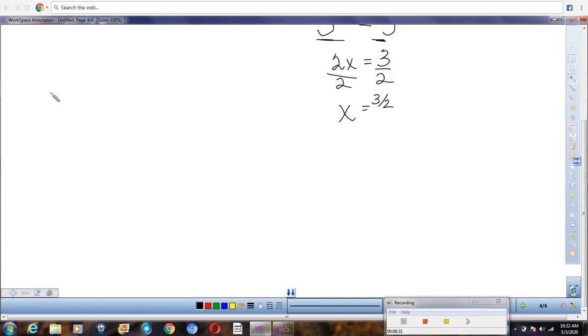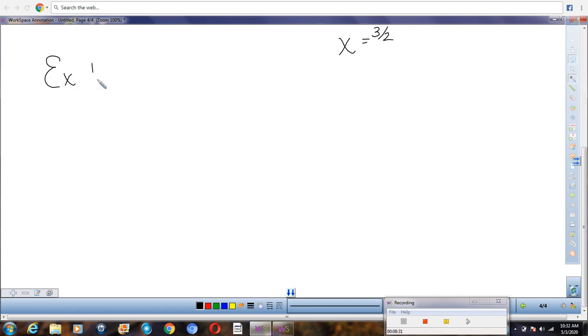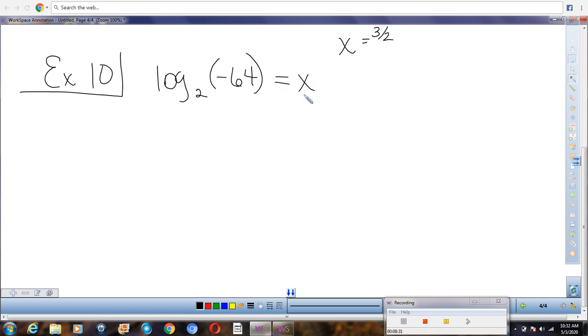So, example number 10. This will be our last one today. This one's a little special, so I want to point it out. On example 10, we have log base 2 of negative 64. So again, first thing we want to do is take this and set it equal to x. Let's rewrite this in exponential form. That's 2 to the x equals negative 64. Is there ever a time where a positive number raised to an exponent can equal a negative number? Absolutely not. So this is no solution.